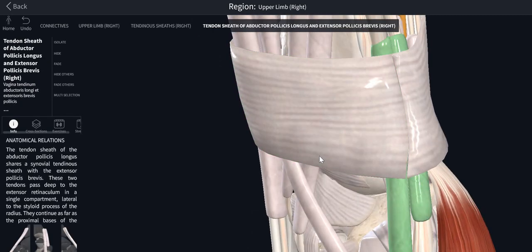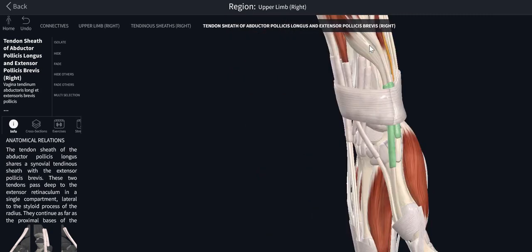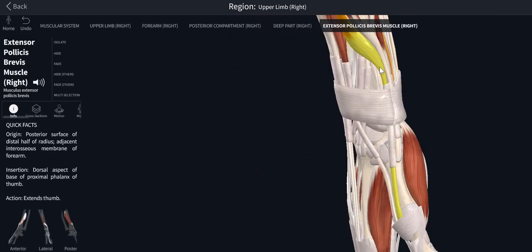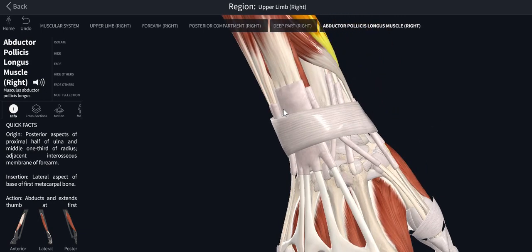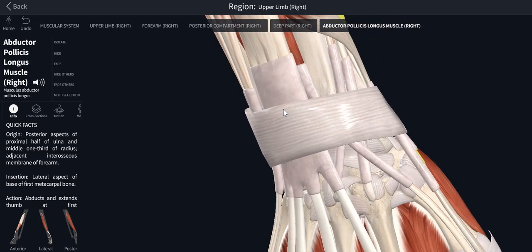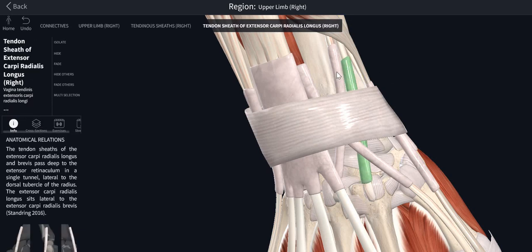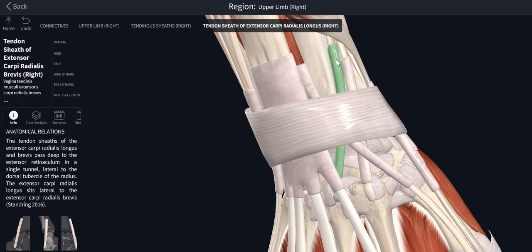This compartment is the tendon sheath of the abductor pollicis longus and the extensor pollicis brevis. So these two muscles right here, the extensor pollicis brevis, which extends the thumb, and the abductor pollicis longus, are in the first compartment of the extensor retinaculum. The second compartment is here; these two are actually one compartment, and it contains the extensor carpi radialis longus and extensor carpi radialis brevis, second compartment.